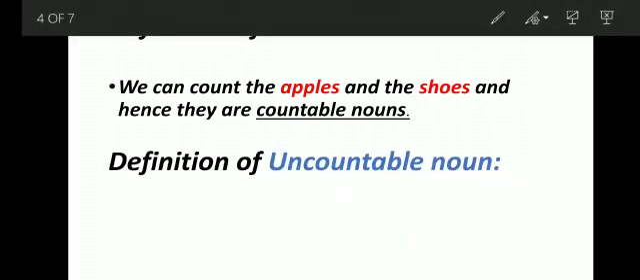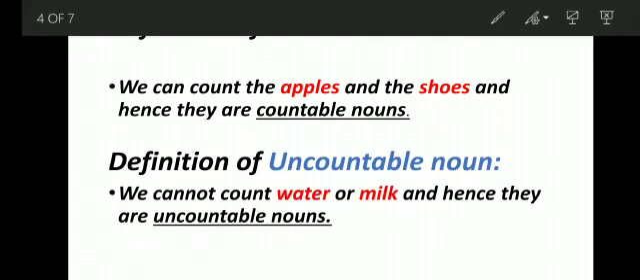Definition of uncountable noun. We cannot count water or milk and hence they are uncountable nouns. The things we cannot count, that is called uncountable noun.